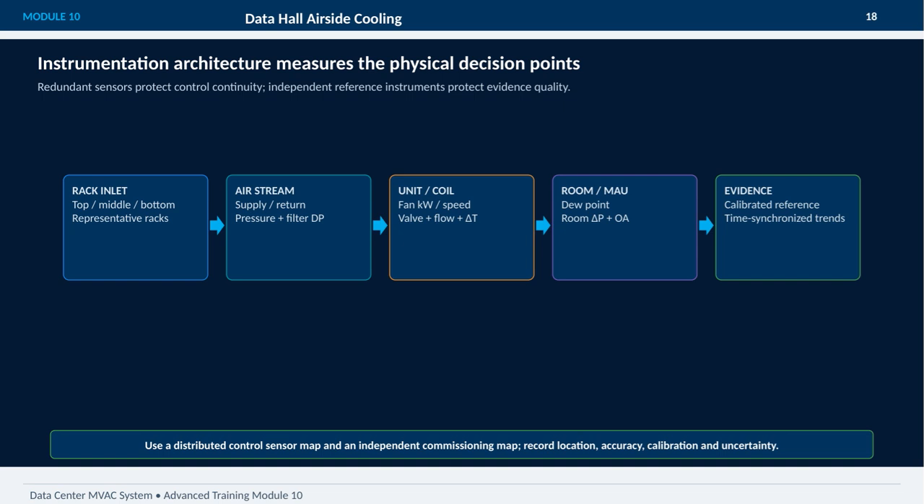At the rack inlet, monitoring top, middle, and bottom positions on representative racks. Within the airstream, measuring supply and return pressures along with filter differential pressure. On units and coils, tracking fan power and speed, valve position, flow, and temperature differential. And in the room and makeup air units, observing dew point, room differential pressure, and outside air conditions. Finally, calibrated reference instruments provide time-synchronized trends that serve as reliable evidence. By using both a distributed control sensor map and an independent commissioning map that records sensor location, accuracy, calibration, and uncertainty, we maintain a comprehensive and accurate view of the system's performance.